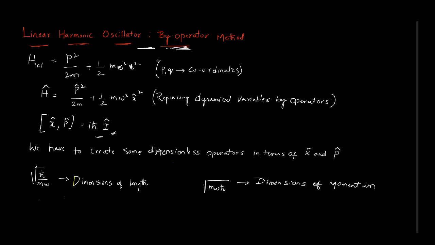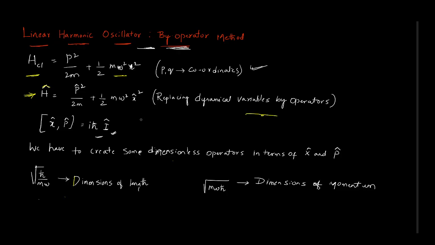In classical terms, we have defined the linear harmonic oscillator Hamiltonian as p square by 2m plus half m omega square x square. In terms of a quantum mechanical system, we will define the Hamiltonian H cap equal to P cap square by 2m plus half m omega square x cap square, where we are replacing the coordinates p and q with the help of operators, that is P cap and x cap.